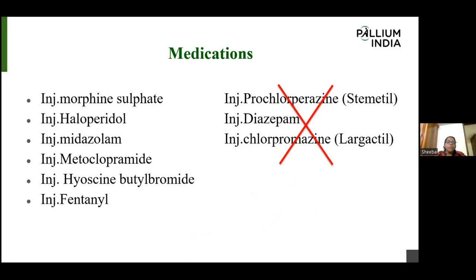Coming to the medication part, most of the medications can be given subcutaneously, for example injection morphine, haloperidol, midazolam, metoclopramide, buscopan, fentanyl. All these medications we can give subcutaneously. But there are 3 medications we cannot give: Stemetil, diazepam, Largactil. These medications contain oily preparations, so you should not give them. But if you look at the medications, most of them we can give subcutaneously.